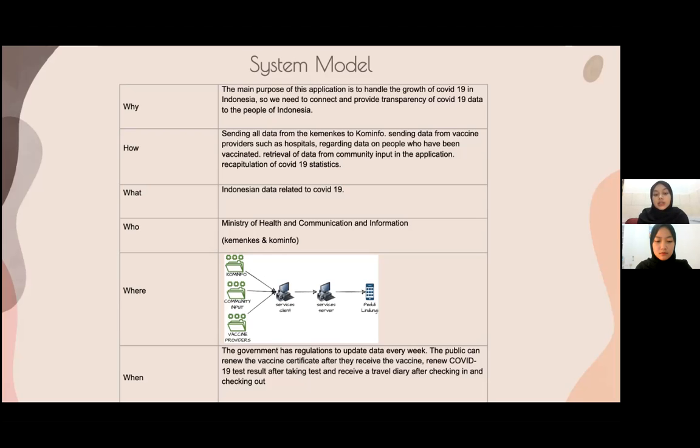What? The data is Indonesian data related to COVID-19. Who participates here are the Ministry of Health and Communication and Information, also known as Kemenkes and Kominfo. Where? Here Kominfo, community input and vaccine providers give data to the service client and then it goes to the service server, and the last one it's going to be shown in PeduliLindungi. When? The government has regulations to update data every week. The public can renew the vaccine certificate after they receive the vaccine, renew COVID-19 test result after taking a test, and receive a travel diary after checking in and checking out.